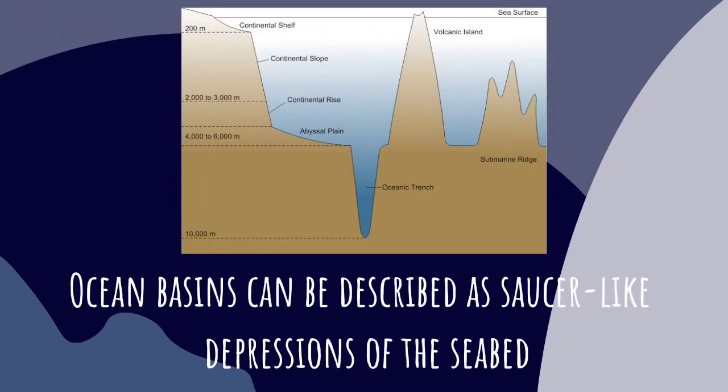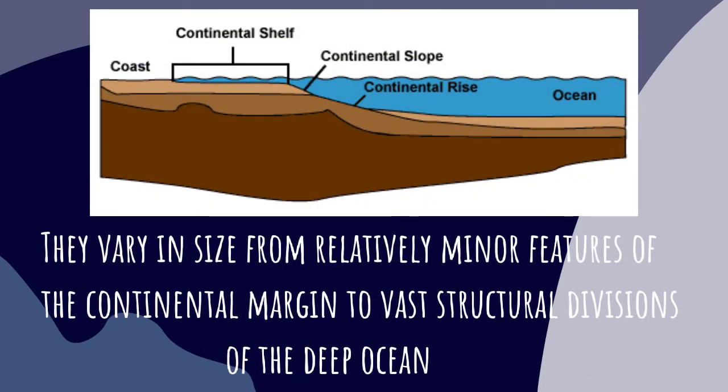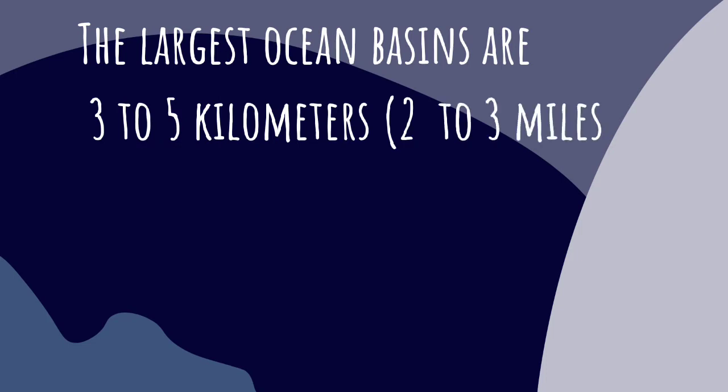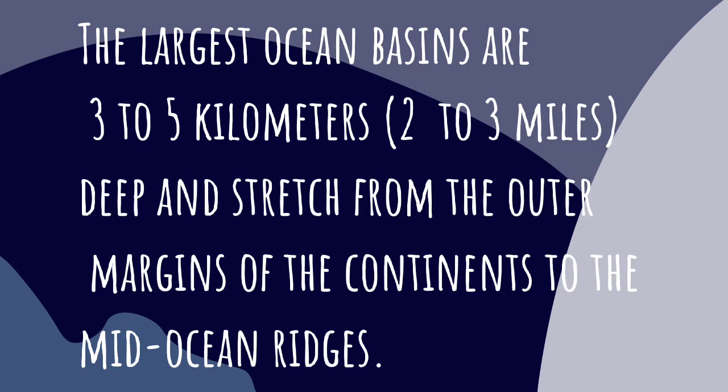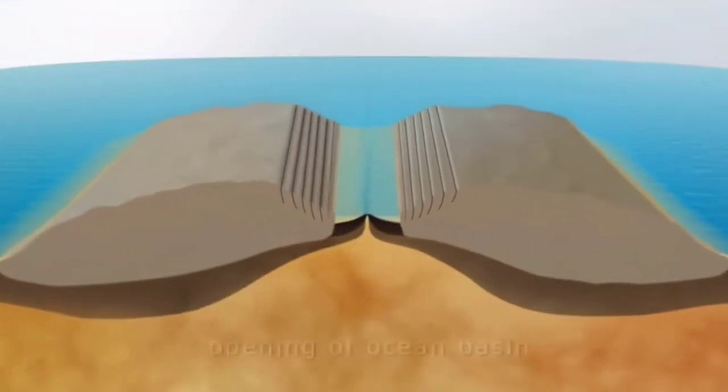Ocean basins can be described as a saucer-like depression of the sea. They vary in size from relatively minor features of the continental margin to vast structural depressions of the deep ocean. The largest ocean basins are 3 to 5 km or 2 to 3 miles deep and stretch from the outer margin of the continents to the mid-ocean ridges.